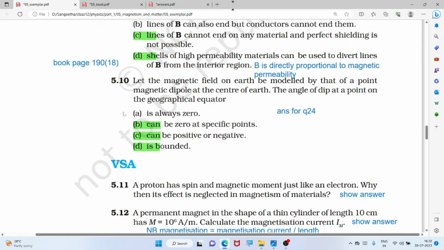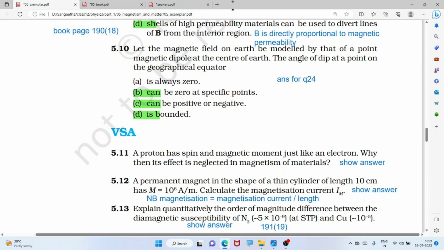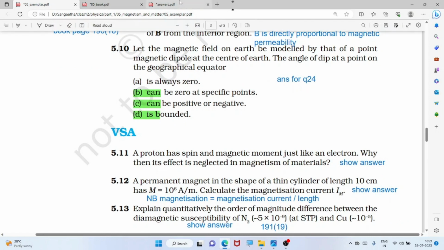The magnetic field of the earth is modeled by that of a point magnetic dipole at the center of the earth. They are asking about the angle of dip on the geographical equator. I will show you what the geographical equator is.